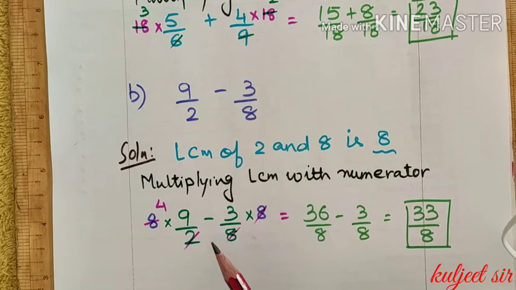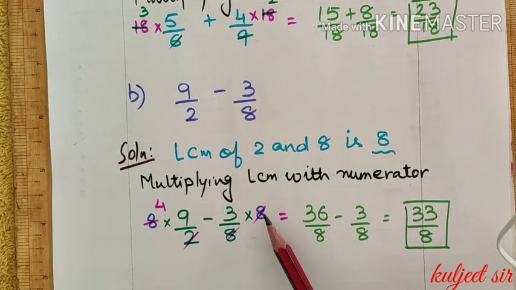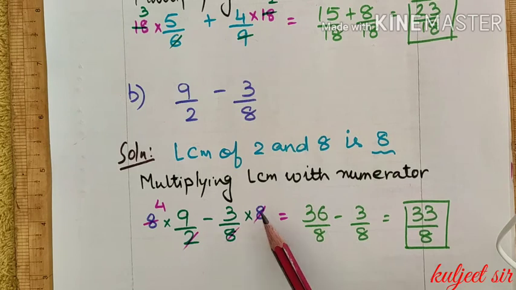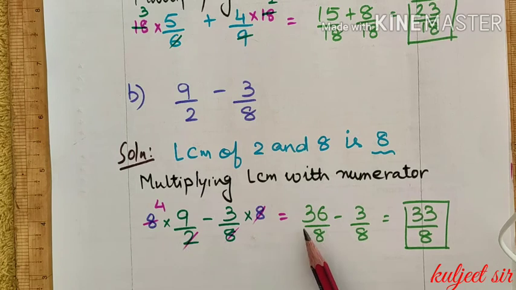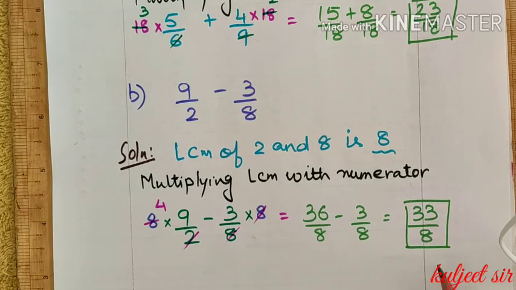And like the addition part, we will multiply the LCM with the numerator. I have multiplied 8 here, and I have multiplied 8 on the other side of minus. 2 ones are 2 and 2 fours are 8, and 8 gets cancelled, 8 one times. So in the next step, 4 nines are 36. The denominator remains the same, 8, because it is the LCM as well. Minus 3 multiplied by 1, which is 3, so that remains as 3 upon 8. So now I can subtract 36 minus 3 whole upon 8, which will give me 33 upon 8.